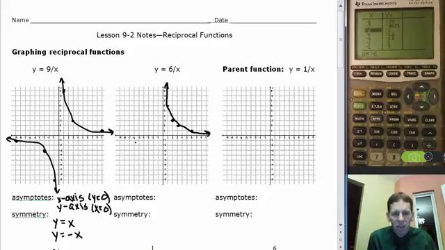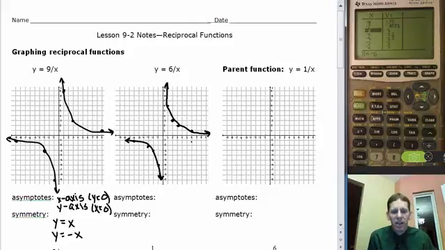6 divided by -6 is -1. 6 divided by -3 is -2. 6 divided by -2 is -3. 6 divided by -1 is -6. So different points with the same shape graph we had before.